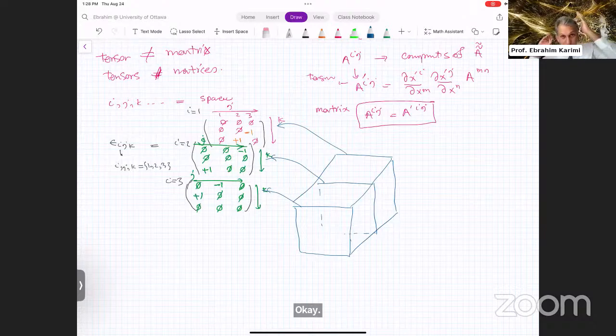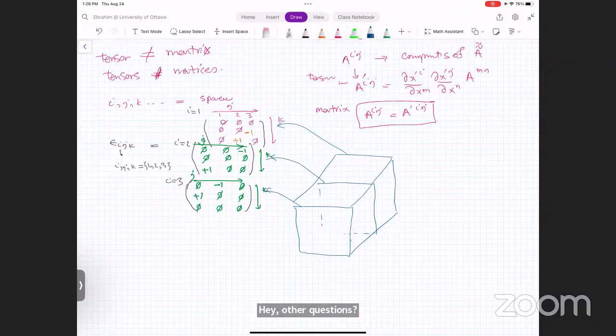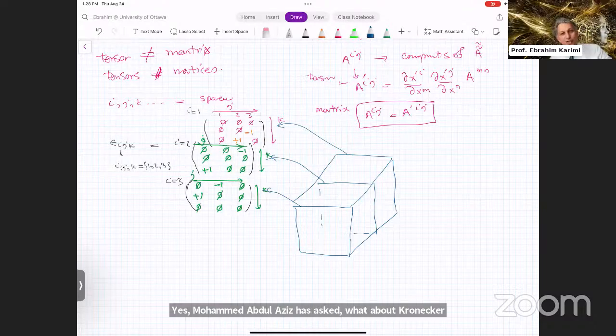Other questions? Yes, Muhammad Abdul Aziz has asked, what about Kronecker delta? Is it a pseudo tensor as well? I did not even introduce the pseudo tensor, so I have to introduce the pseudos. I have not defined that yet.